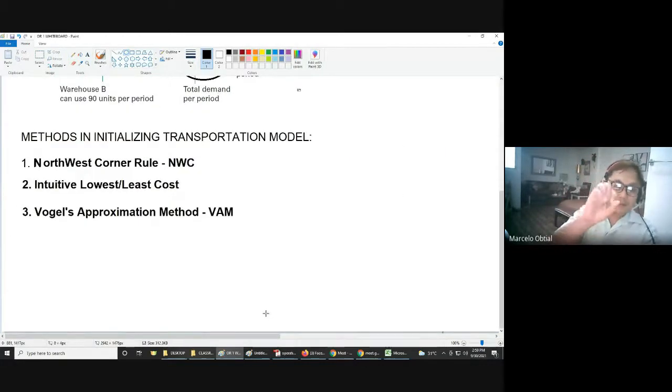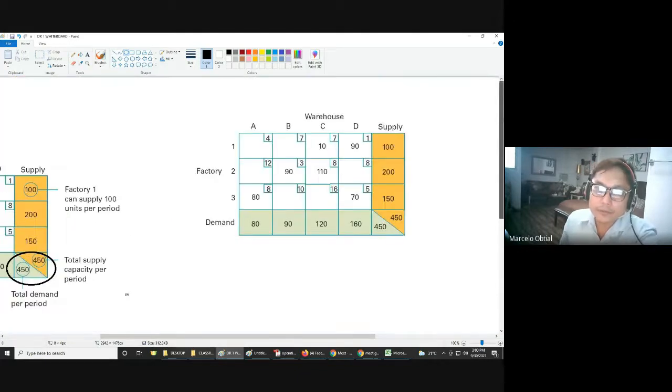There are 3. The first is the northwest corner rule, or NWC for short. Again, these are methods for placing units inside the cells. Second is the intuitive lowest or least cost method. And number 3 is named after a person's last name, Vogels. Correct me if I pronounce it wrong, but I think that's Vogels, like bagel. It is the Vogels approximation method, or VAM. First, let us take the northwest corner rule.